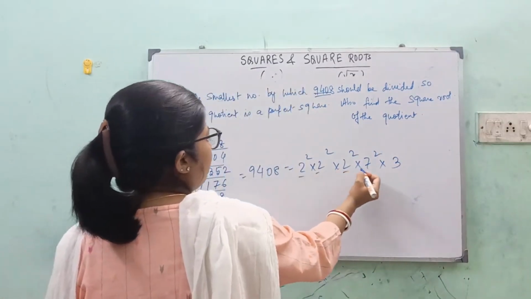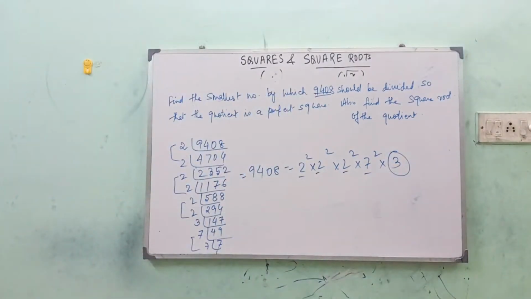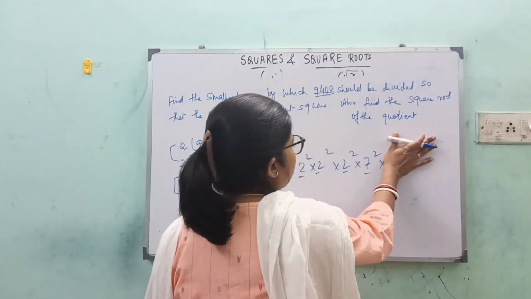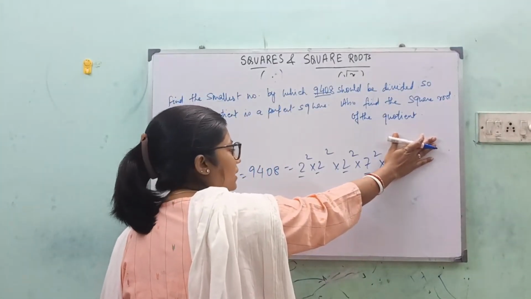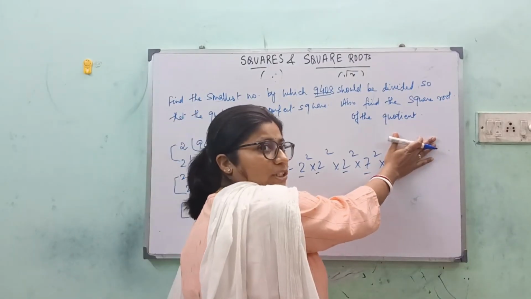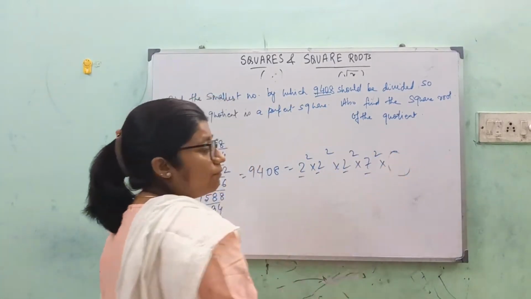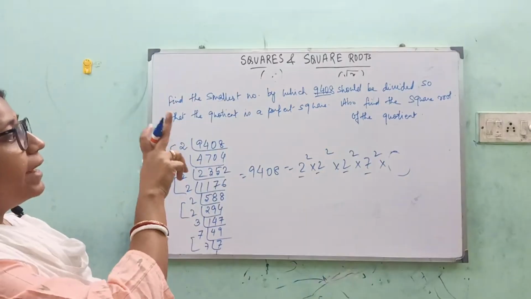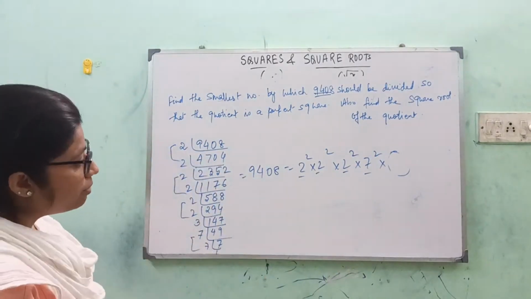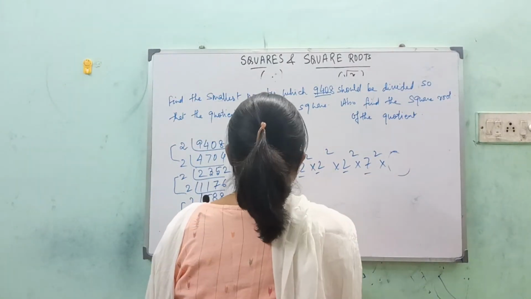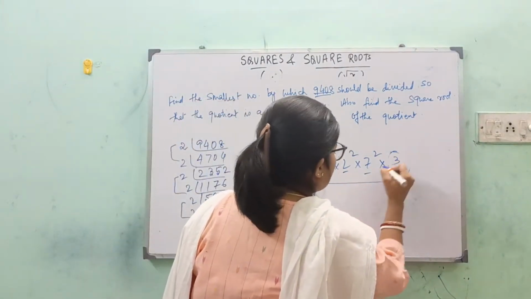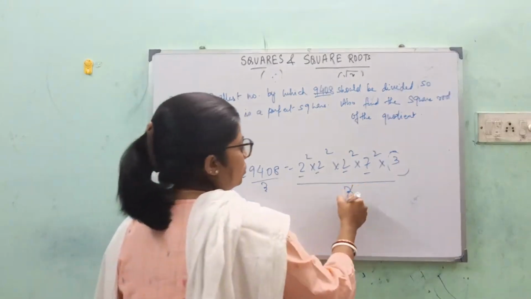So see, each of them are in pairs, only this 3 is left unpaired. 2 squared, 2 squared, 2 squared and 7 squared were in pairs, only the 3 was left unpaired. So if we remove this 3, then we get the rest of them all in pairs. That means the number can be changed to a perfect square if we remove this 3 from here. Since we have to remove it via division, because the question is by which it should be divided, you have to divide this by 3. Then this side also gets divided by 3. So 3 and 3 get cancelled.